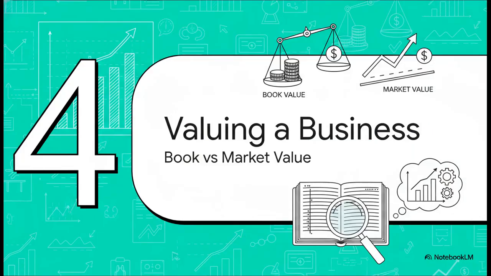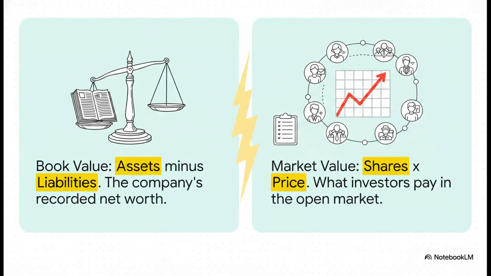All right, Section 4, Valuing a Business, Book versus Market Value. When evaluating a business, we're really dealing with two very different realities. Book value is your baseline, rigorous accounting reality. It's simply assets minus liabilities. It is the exact net worth mathematically recorded in the company's books. Market value, however, is calculated by multiplying the number of outstanding shares by the current share price. This represents what real investors are actually willing to pay for the company in the open market.